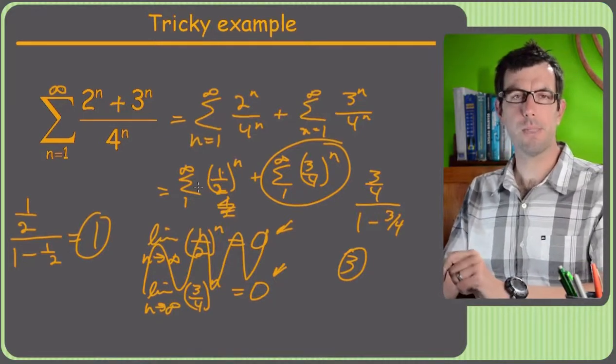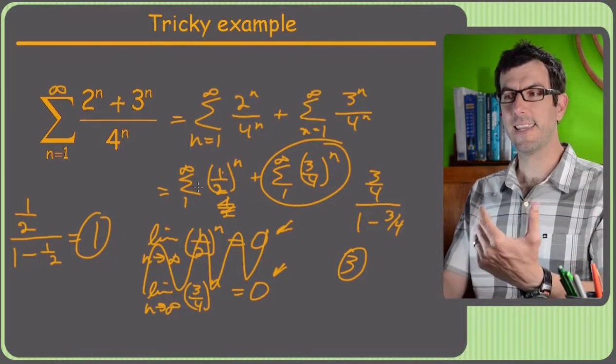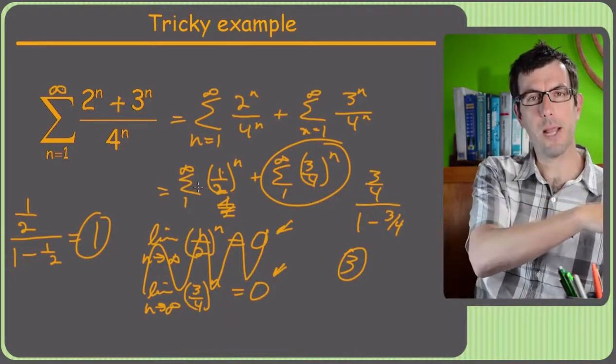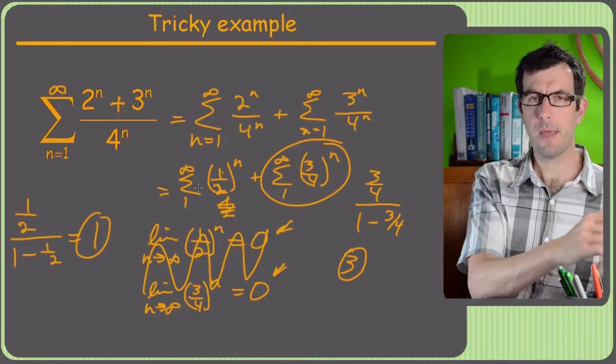So the nth term test, the point there is that if the terms are not getting smaller and smaller and smaller as you go to bigger and bigger n's, and they have to be approaching 0, the thing will diverge.